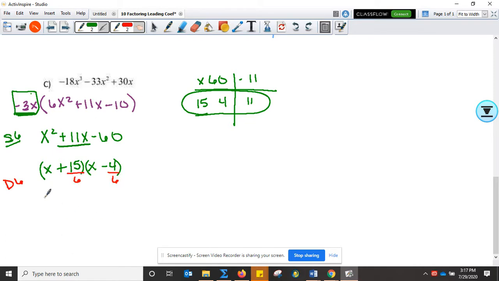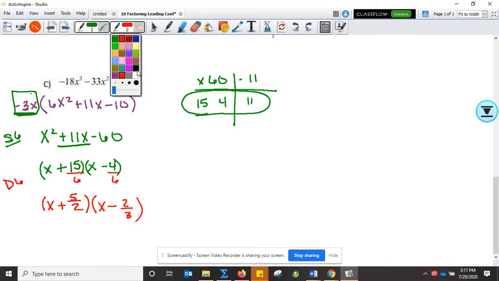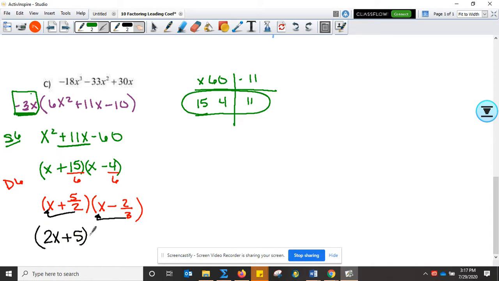Reduce those fractions, and I get x plus 5/2, x minus 2/3. Okay, x plus 5/2, x minus 2/3. So I slid and I divided. Now I'm going to slide. So I'm going to slide my denominator over. Okay, so I get 2x plus 5 and 3x minus 2.